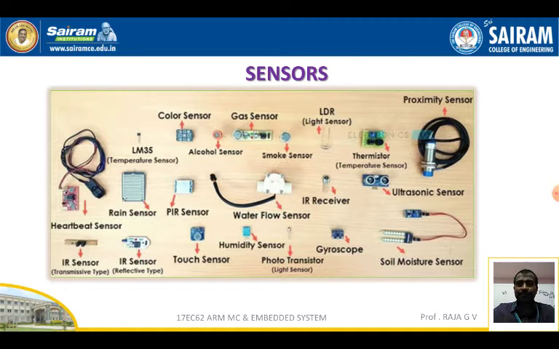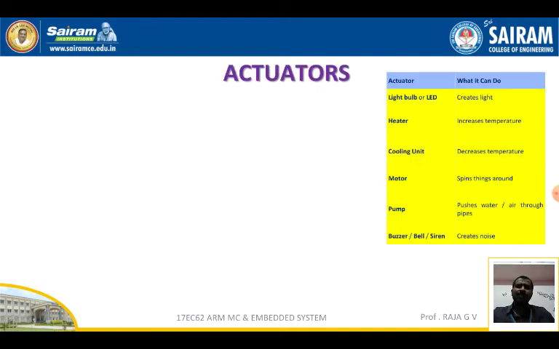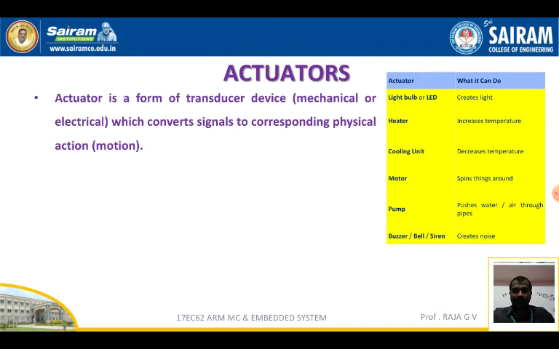And we have thermistors, heartbeat sensor, rain sensor, water flow sensor, IR receiver, ultrasonic sensors, soil moisture sensor, gyroscope, phototransistors, humidity sensor, touch sensor, IR sensors, transmission type and reflection type. Various types of sensors are available. Mainly in automotive, in Ford cars, nearly 75 sensors, or 75 embedded systems, are used in automotive electronics.